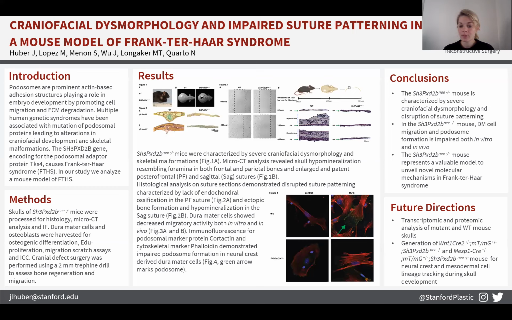In the future, we'd like to move on with transcriptomic and proteomic analysis of mutant and wild-type mouse skulls. We also intend to create triple mutant mouse lines using Wnt1-Cre and Mesp1-Cre, crossed with an mTmG double fluorescent reporter mouse and the SH3PXD2B mouse, to allow for neural crest cell and mesodermal cell lineage tracking during skull development.